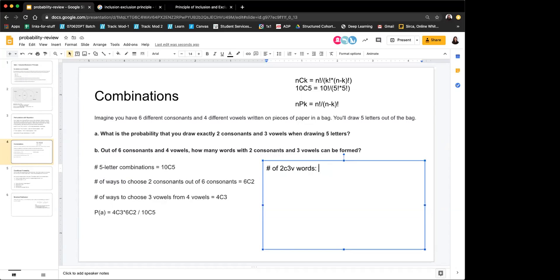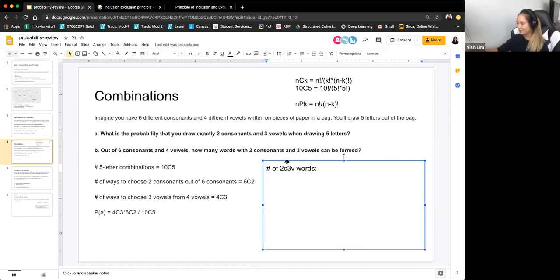All right. So number of 2 consonant, 3 vowel words. We can sort of start from here because the number of ways to choose 2 consonants, so the number of like 2 unique consonants from 6 consonants, is 6 choose 2. So this is basically, let's say you have B, C, D, F, G, H. The number of pairs of consonants that you can pick out of those 6 is 6 choose 2. That makes sense.